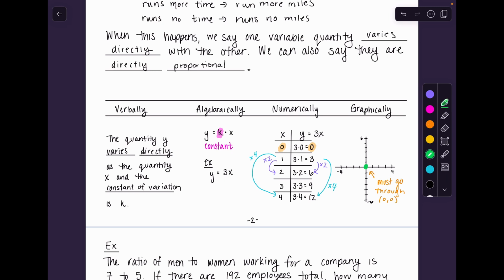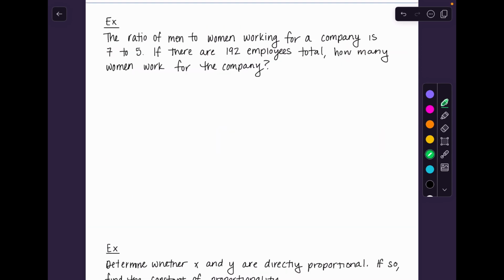Okay. And then plotting a couple other points. When x is 1, my y is 3. When x is 2, my y is 6. So connecting our dots gives us this line, which is 3x. Okay. So again, super important. It has to go through the origin. So let's try this example first before we then work with some set equations and charts.